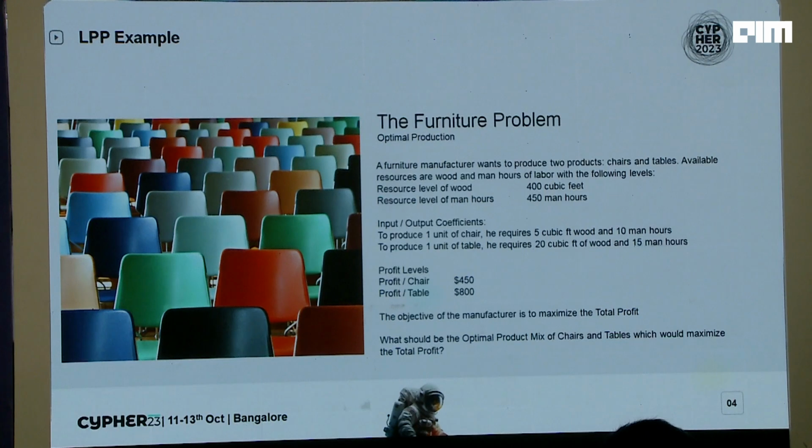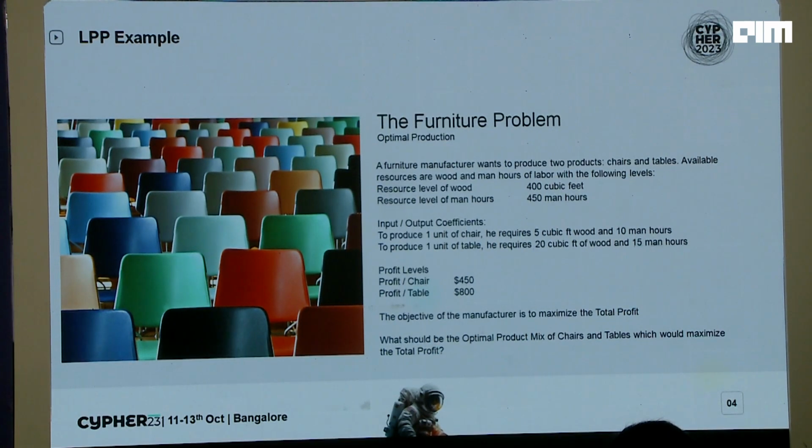Resource level of wood, you have 400 cubic feet of wood, and you have 450 man hours available, just like how many hours you might have on the production floor. Now to produce one chair, it requires 5 cubic feet of wood and 10 man hours. Whereas to produce a table, you need 20 cubic feet of wood and 15 man hours. Profit of a chair is $450. Profit of a table is $800.